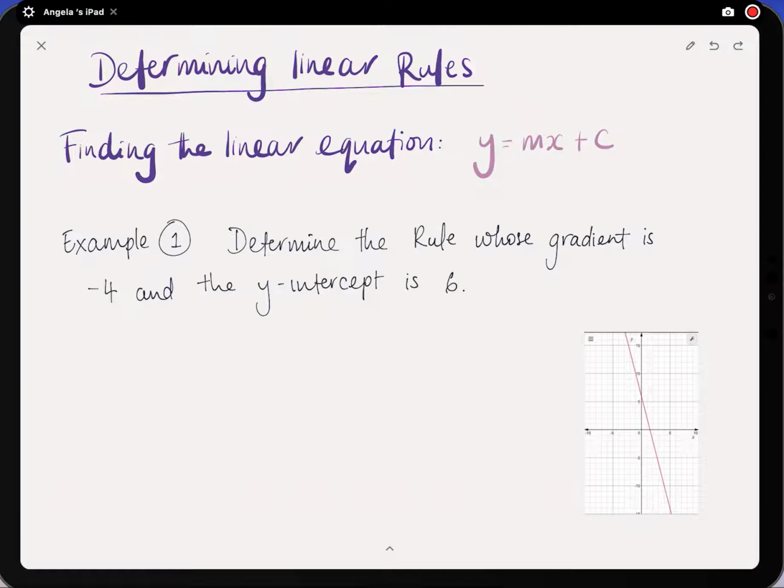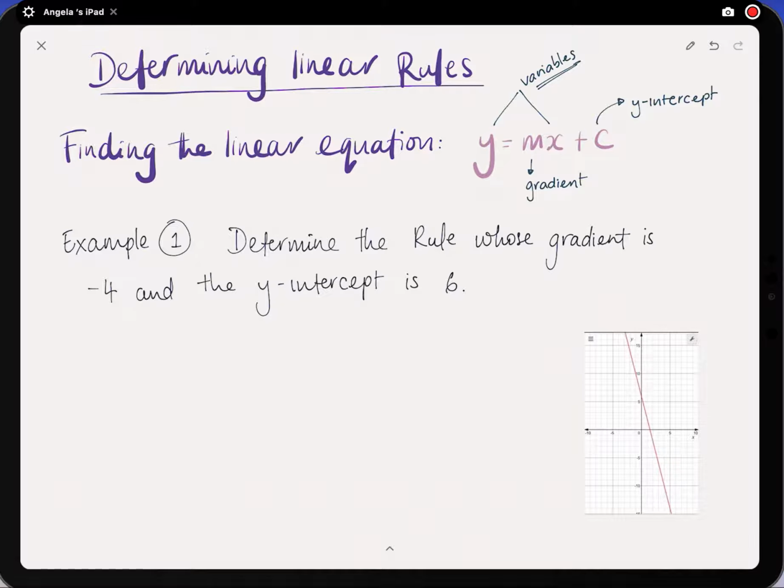Linear rules. So we'll start by looking at the general linear equation, which is shown by y equals mx plus c. Looking at the individual elements of the general equation, we know that c is our y-intercept. We know that m is our gradient. And what we don't always know is our y and our x. Now we know that these are called variables, and the reason being is that the values of those can change. They're not fixed like the gradient is or the y-intercept is.